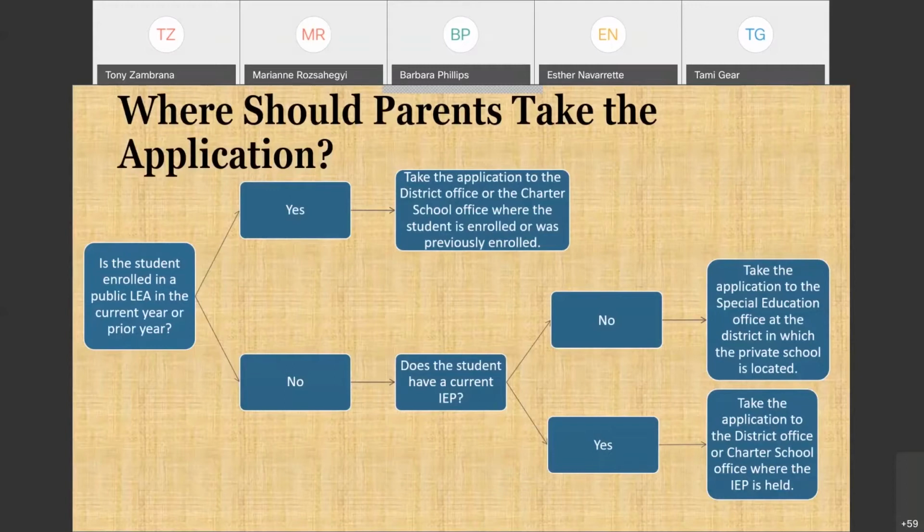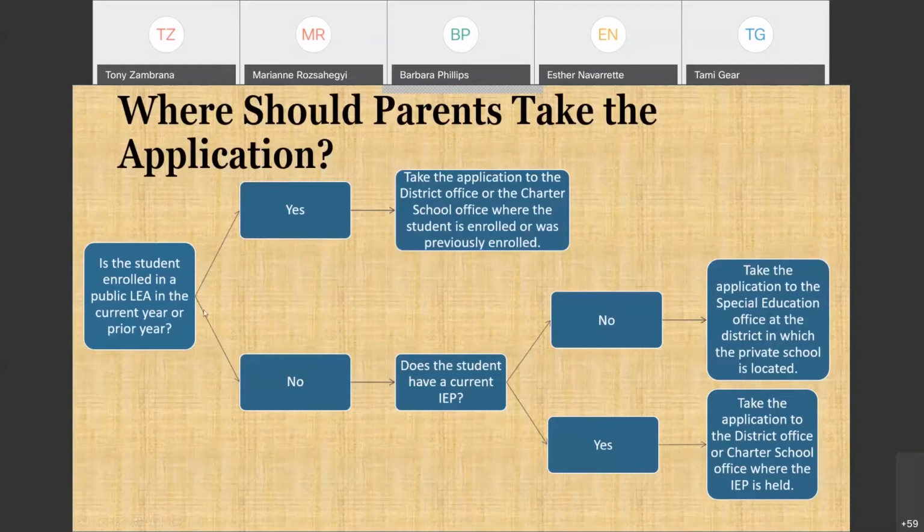If the student is enrolled in a public school or LEA in the current year or prior year, if that answer is yes, then you'll go ahead and go up to here, and then you will take the application to the district office or the charter school office where the student is enrolled or was previously enrolled.